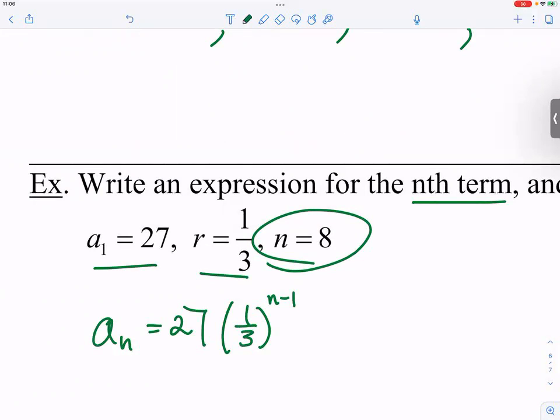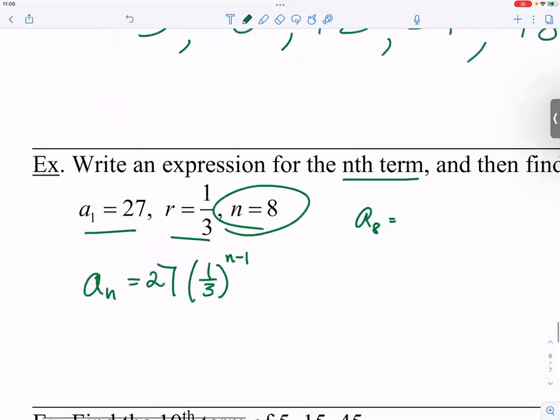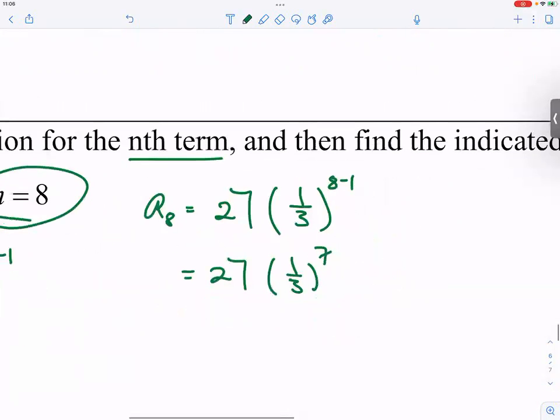And then now we'd say, please go ahead, find out a8, the 8th term. And we say, oh, sure. So you have this, okay, 8 minus 1. So you have 27 times 1/3 to the 7th power. And now most of you will be like, wait, hold on. I don't know how to do this without a calculator.